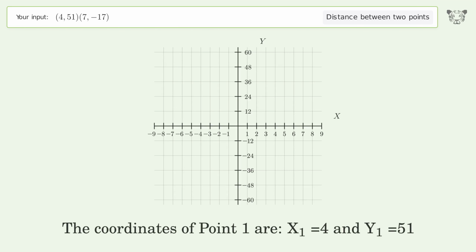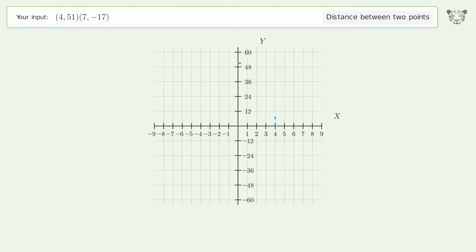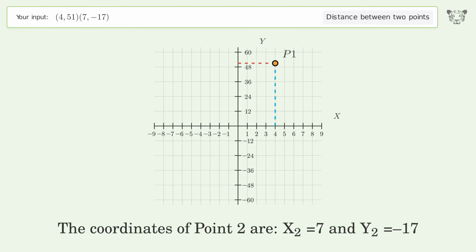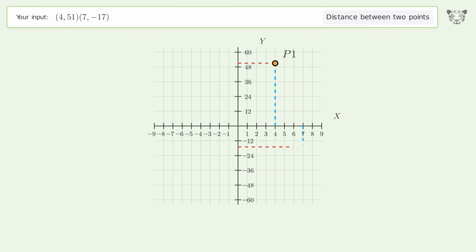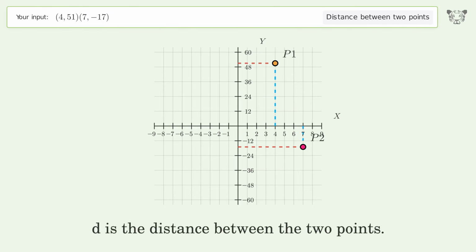The coordinates of point 1 are x1 equals 4 and y1 equals 51. The coordinates of point 2 are x2 equals 7 and y2 equals -17. D is the distance between the 2 points.